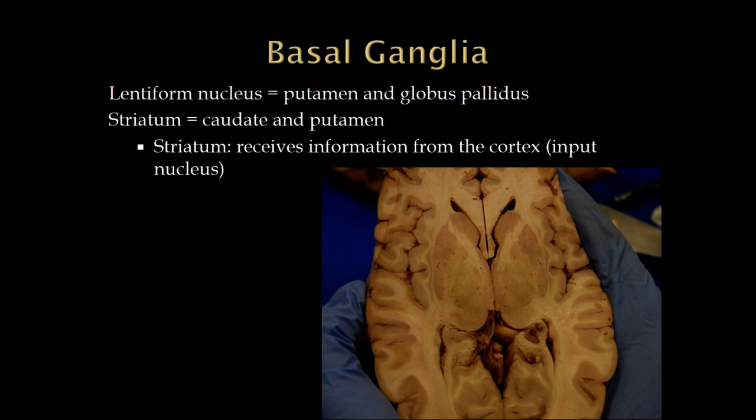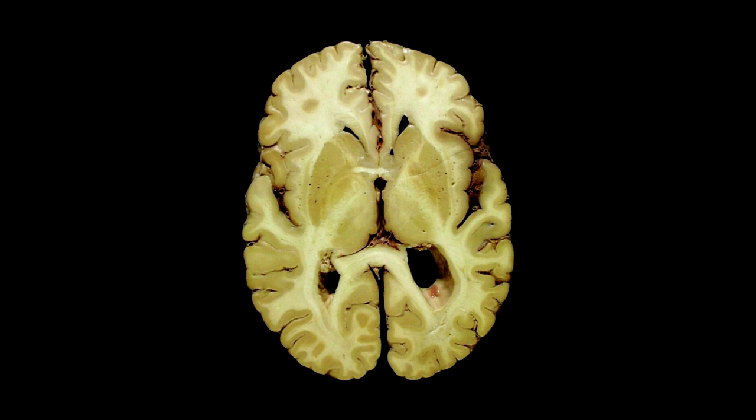All this information is shared among the different areas of the basal ganglia, and then when the basal ganglia talks back to the cortex, the output nucleus is mainly the globus pallidus. So this is communicating information back to the motor cortex. Here is another picture showing you the caudate, the putamen, which is the input nucleus, and the globus pallidus, which is the output nucleus of the basal ganglia.